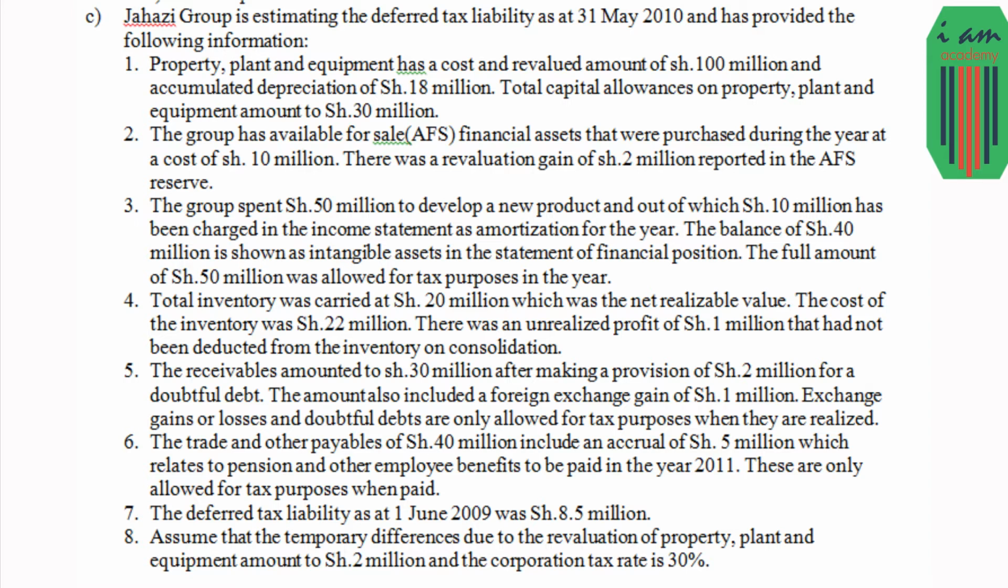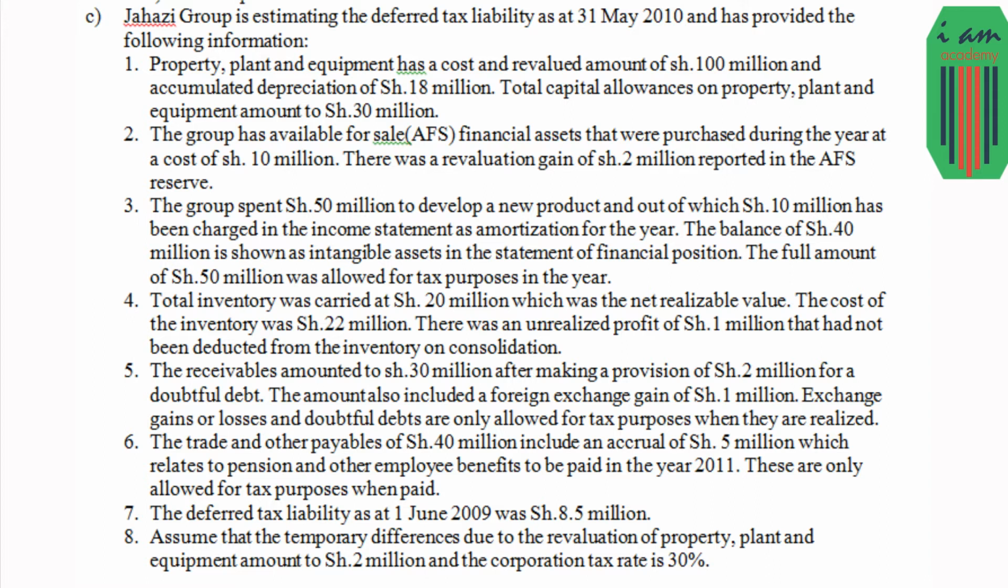5. The receivables amounted to 30 million after making a provision of 2 million for doubtful debt. The amount also included a foreign exchange gain of 1 million. Exchange gains or losses and doubtful debts are only allowed for tax purposes when they are realized. 6. The trade and other payables of 40 million include an accrual of 5 million, which relates to pension and other employee benefits to be paid in the year 2011. These are only allowed for tax purposes when paid.